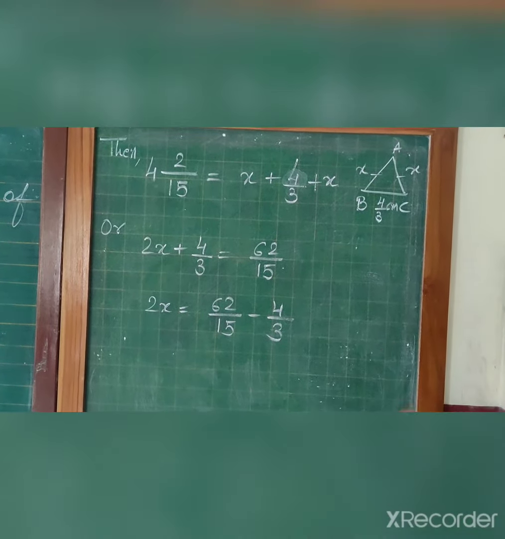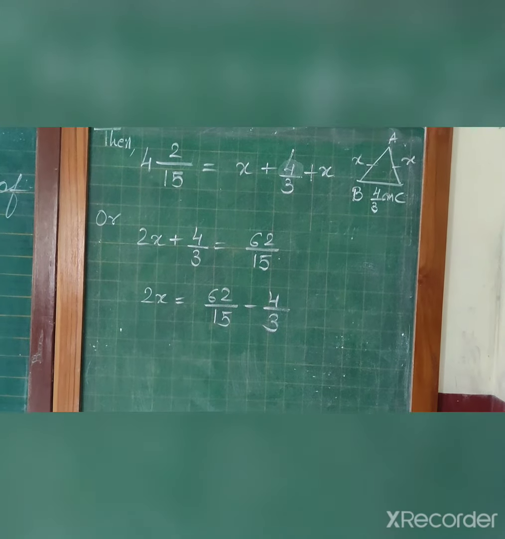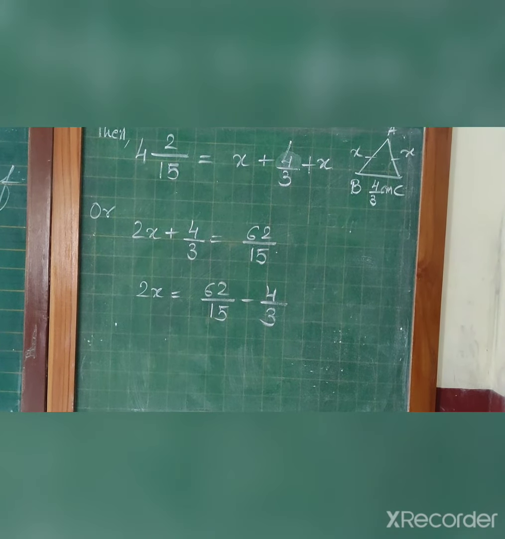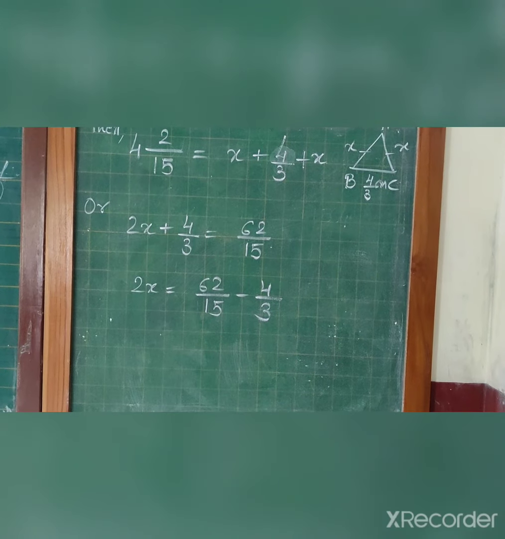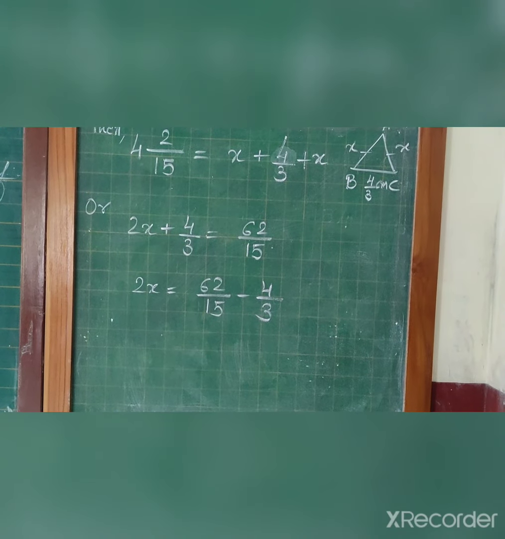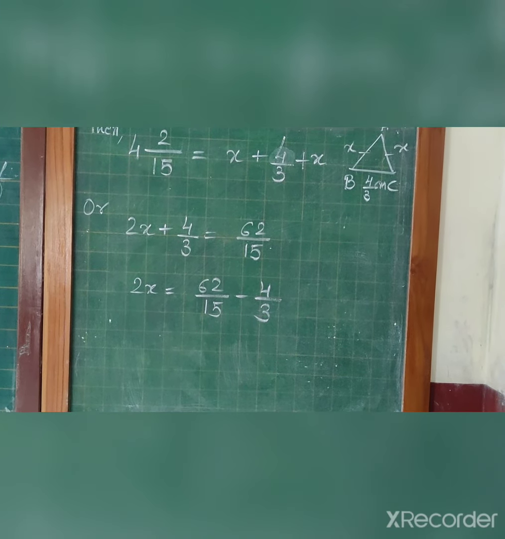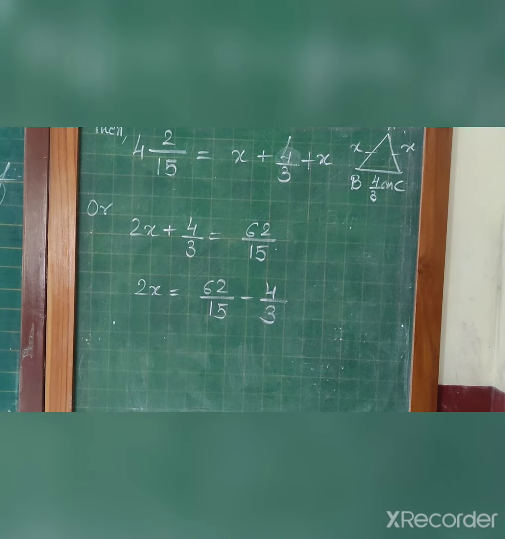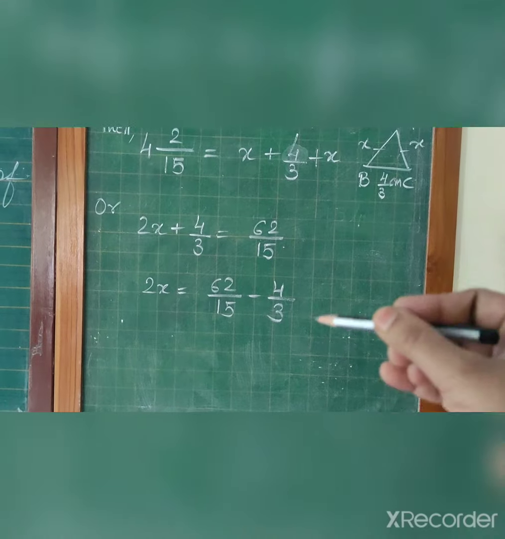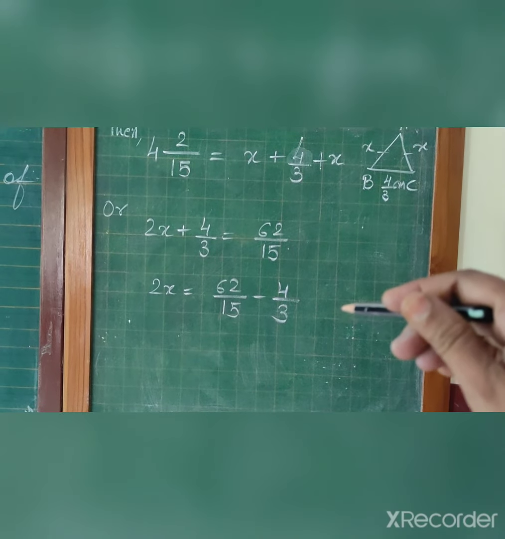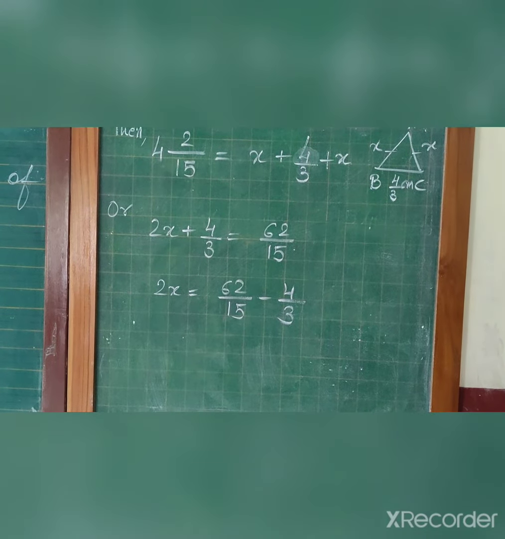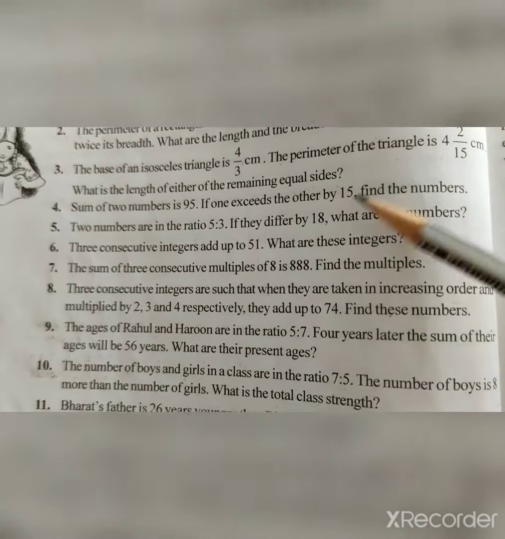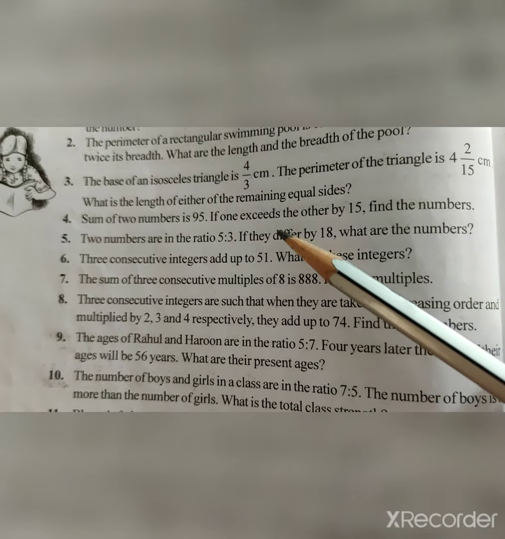You will take LCM, then solve, find the value of x. Whatever value of x is there, that will be the remaining equal sides, the length of the remaining equal sides. Okay, you will solve. If you are having any query, you can ask me. Now fourth one, sum of two numbers is 95. If one exceeds the other by 15, find the numbers.